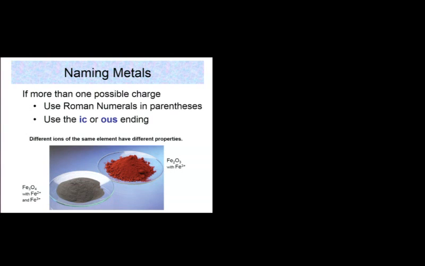So now we need to be clear. Which ion are you talking about with the iron? There are two ways that we can do this. We can name these metals that have more than one charge in two different ways. The first way is the easiest. That's the Roman numeral method, and we'll do that one mostly, but we also need to know the ic and us endings as well. That's an older term. It's been around. We do need to know that. So let's talk about the Roman numeral first.